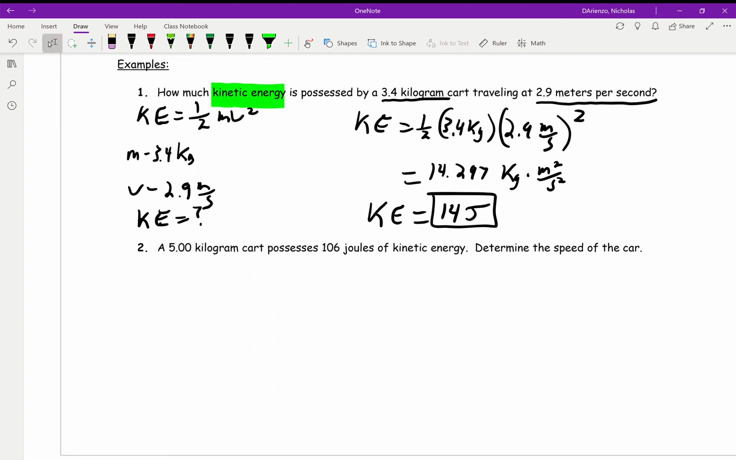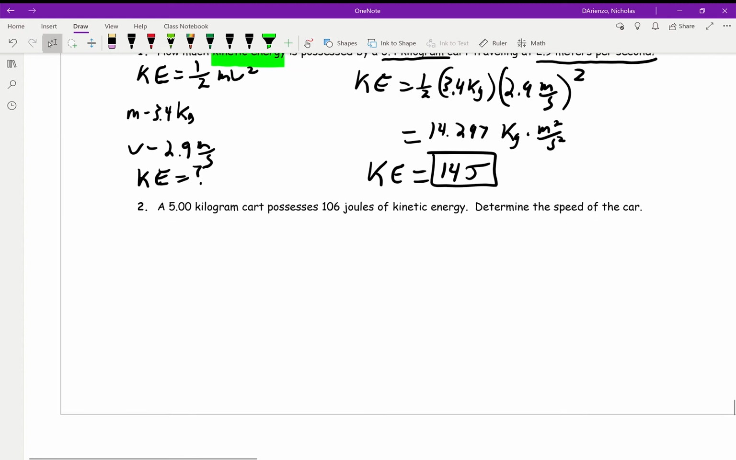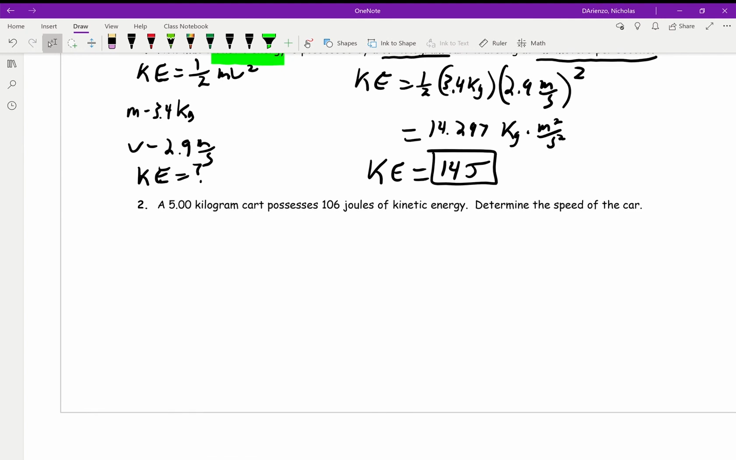So that cart traveling at that speed is able to do 14 joules worth of work on another object. Let's say it were to collide with something else. That's the maximum amount of work that that cart traveling at that speed will be able to do.